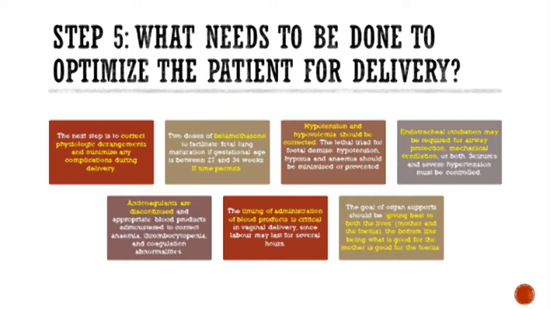Hypotension and hypovolemia should be corrected, and the lethal triad for fetal demise, being hypotension, hypoxia, and anemia, should be minimized or prevented. Intubation may be required for airway protection or mechanical ventilation or both. Seizures and severe hypertension must be controlled. Anticoagulants are discontinued, and the appropriate blood products should be administered to correct anemia, thrombocytopenia, and coagulation abnormalities.